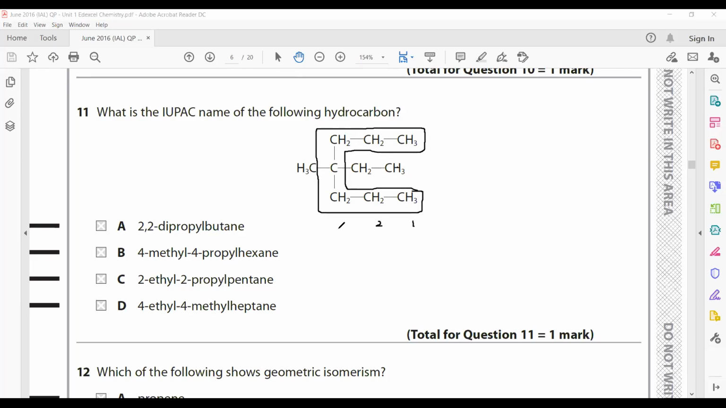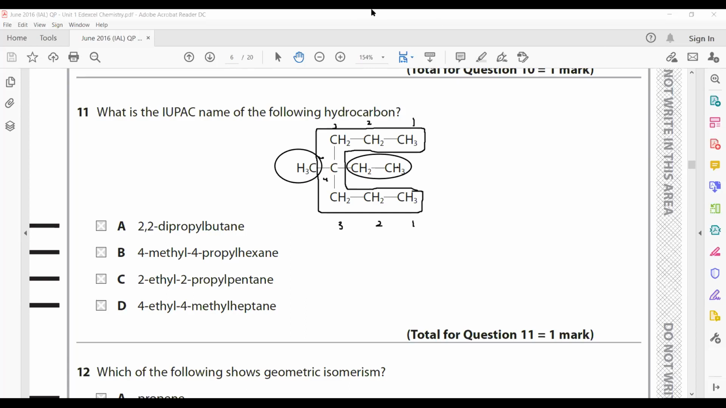So 1, 2, 3, 4. So if I number from the bottom carbon, the branch is at 4th. If I number from the top carbon, the branch is also at 4th. So I can follow any numbering. But at fourth position, we have two branches. One is a methyl branch and another one is ethyl branch. And when we name the branches, we should follow the alphabetical order.